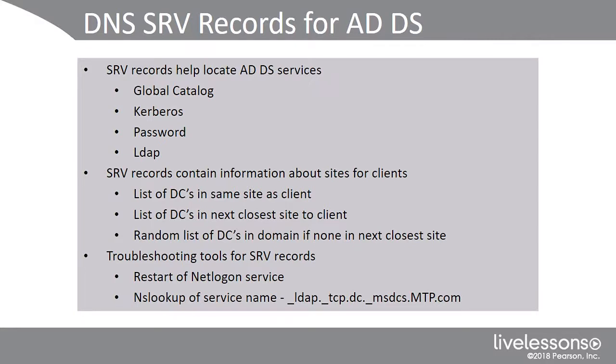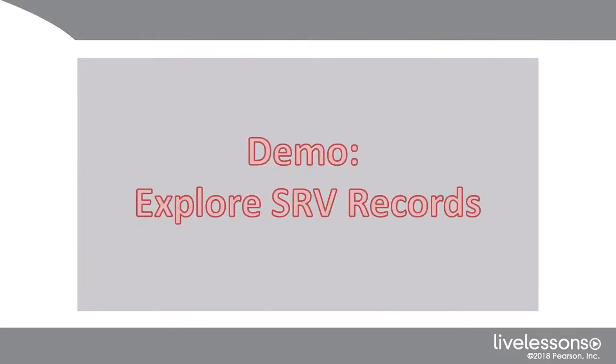If you have troubles with SRV records, the first thing I want you to do is restart the NetLogon service. And then if that doesn't resolve it, then use NSLOOKUP of this service name here. I have MTP in uppercase in there for a reason. You'll input your domain name instead of mtp.com to assist in the troubleshooting process. So understanding SRV records is very important, although it's pretty much hands-off. Let's step out to our image and take a peek at where we find these SRV records.